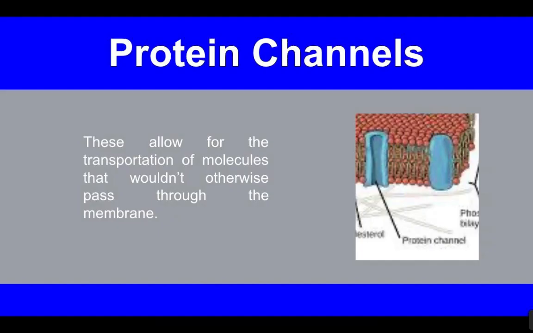Speaking of proteins in the membrane are protein channels. Protein channels allow for the transportation of molecules that wouldn't otherwise pass through the membrane through simple diffusion. They can either carry out facilitated diffusion or active transport.